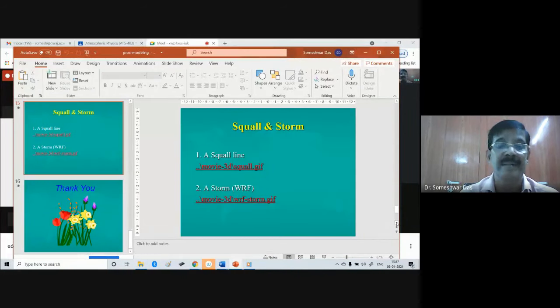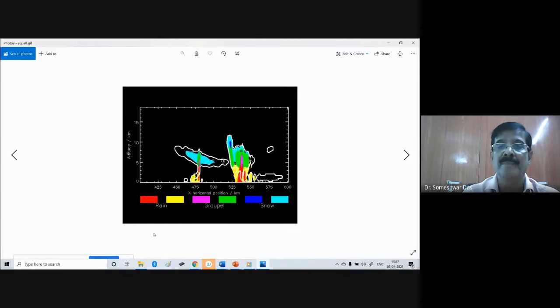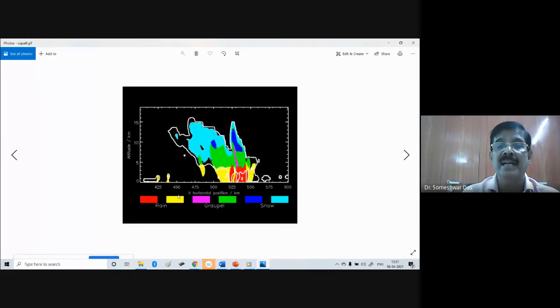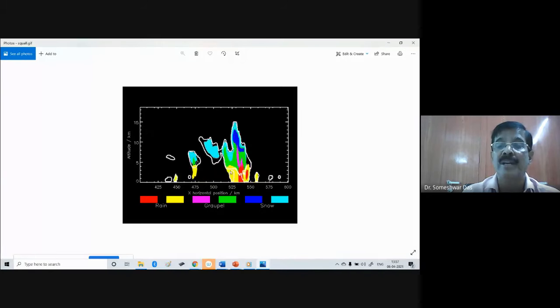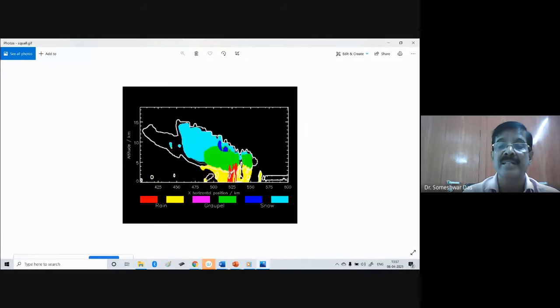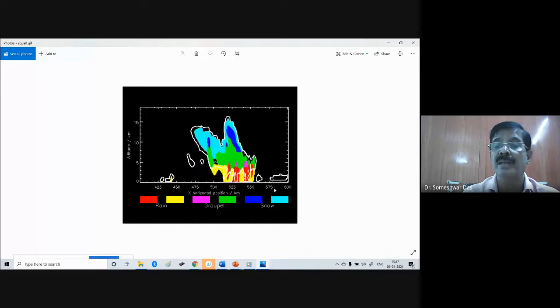This is a squall line simulation, and I'm going to show you maybe two squall lines: one a two-dimensional pattern and the other a three-dimensional pattern. Quickly I'll try to show these to you. Squall line, and this probably is a GIF file, so I can open the GIF file. What you are seeing here is the animation of a two-dimensional cross section of the cloud microphysical parameters in a squall line. This is the horizontal distance, 425 kilometers, 450 kilometers, up to 600 kilometers.